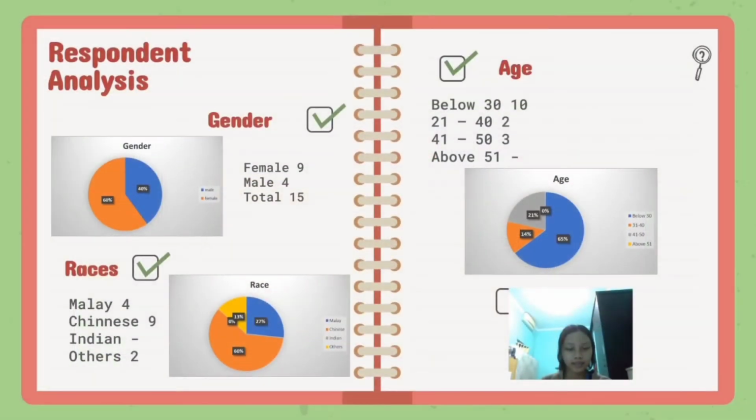Thank you. Respondent analysis. First, we have gender. The majority of our respondents are female, which consists of 8 out of 15, and only 4 male. For race, we have Malay, Chinese, Indian, and others, and the majority is Chinese with 9, and second is Malay, and others is 2, and the one from India. And age, the majority of our respondents are below 30, which consists of 10, and 30 until 40 only 2, and 40 until 50 only 3, and no one above 51.